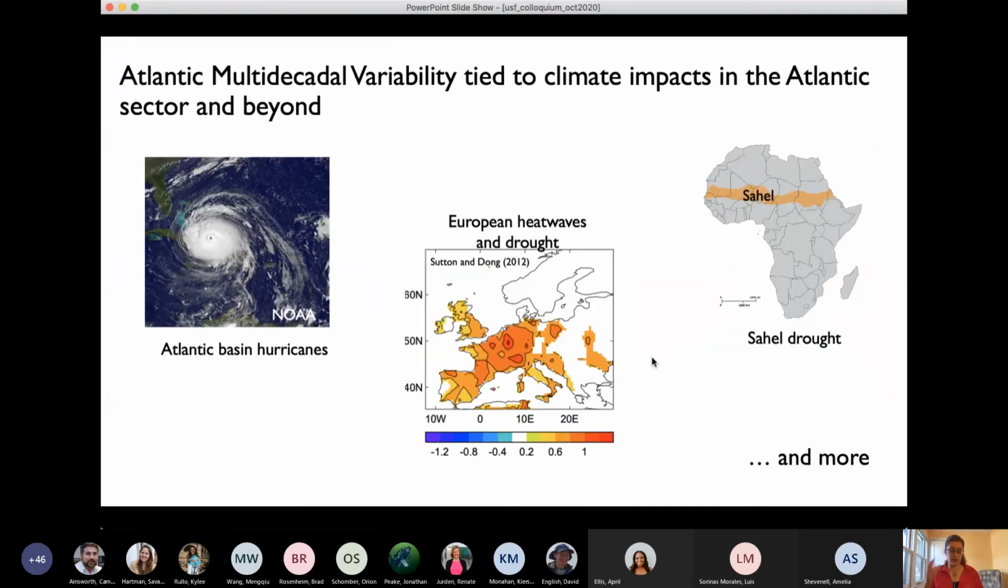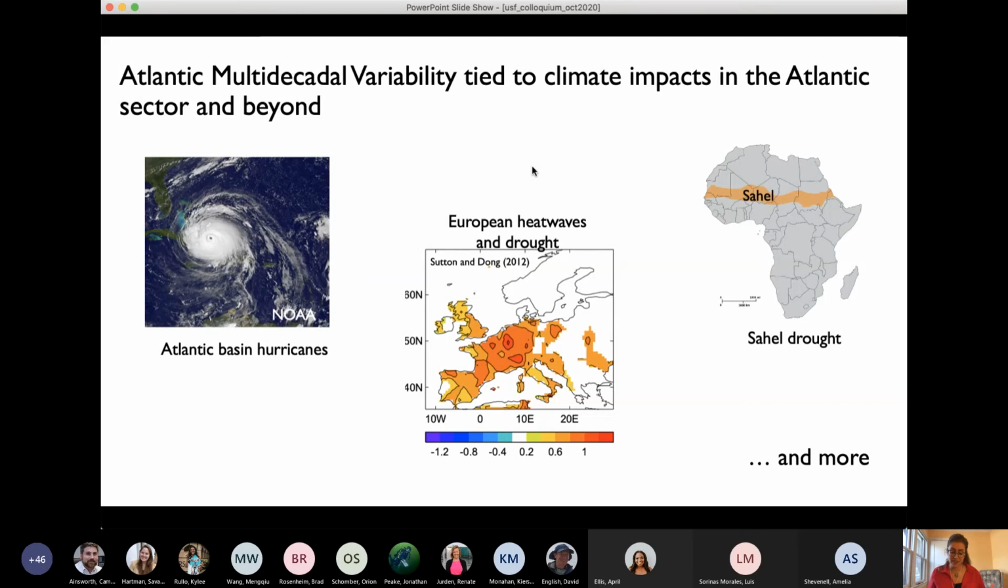And there's a lot of different processes that are tied to this Atlantic multidecadal variability. We think Atlantic basin hurricanes are correlated. So you get more frequent hurricanes in years when these sea surface temperatures are warmer. Similarly, you have more European heat waves and droughts when the Atlantic basin is warmer. And you tend to have a shift in where the rainfall occurs in the Sahel of Africa. So you can get Sahel drought depending on what the sea surface temperature variability in the Atlantic looks like.